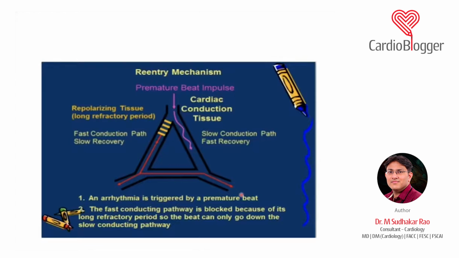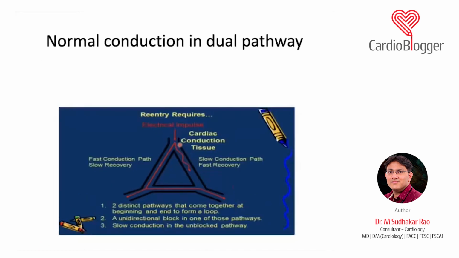It goes in both directions. When it is going towards this direction, the fast pathway, the refractory period is over, and that is why it again goes to the SA node via the fast pathway, and it forms a circus movement. So this is known as the re-entry mechanism, and that is what I told.